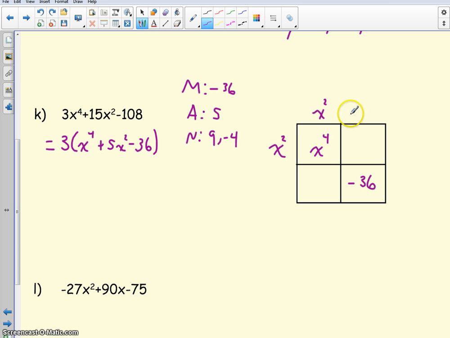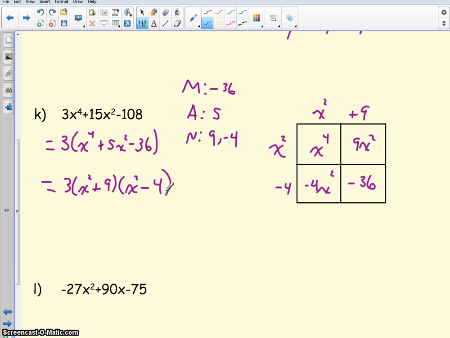So that means when I fill in my array, I'll get negative 4x squared here, 9x squared here. So those middle terms here, those x squareds, add to give you 5x squared. So that gives me a factored form of 3x squared plus 9 and x squared minus 4. And it's very, very tempting to say we're done here, but we have to be a little bit careful. We're actually not fully done yet.